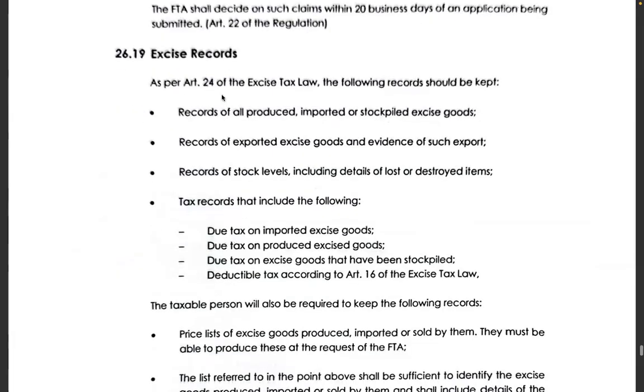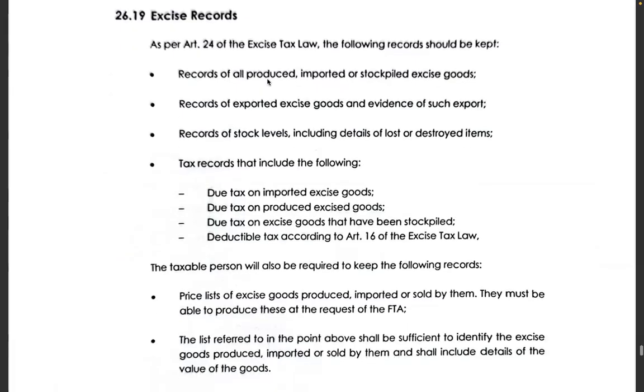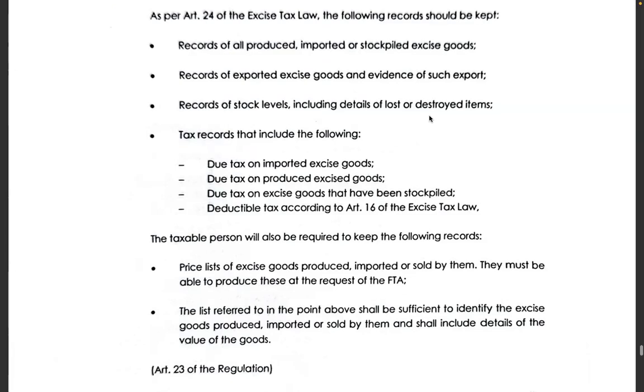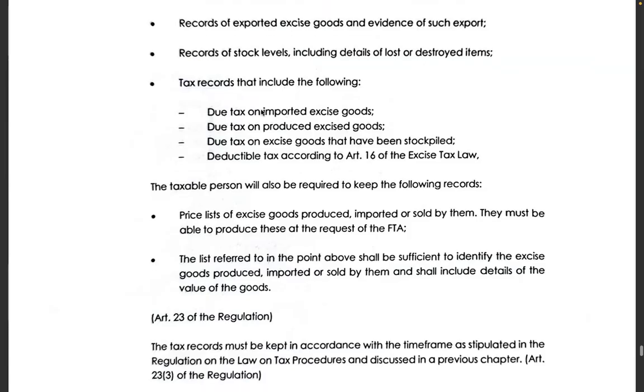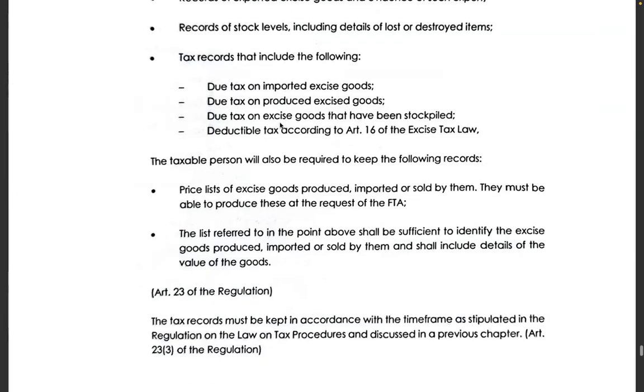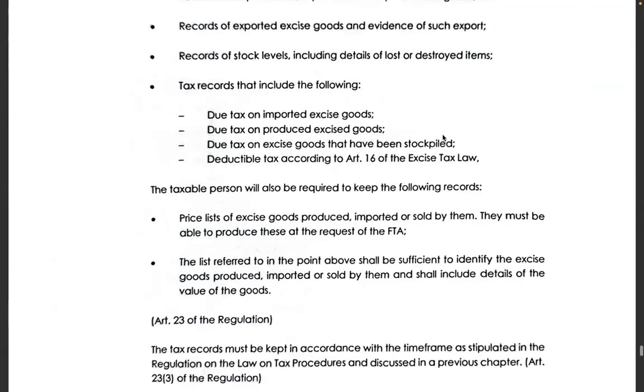What about records? As per Article 24 of the Excise Tax Law, the following records are mandatory. Records of all produced, imported, or stockpiled excise goods, exported excise goods, and evidence of such export, stock levels, details of lost or destroyed items, tax records that include the due tax on imported excise goods, due tax on produced excise goods, due tax on excise goods that have been stockpiled, and deductible tax according to Article 16 of the Excise Tax Law. So all of these records should be maintained by the taxable person.